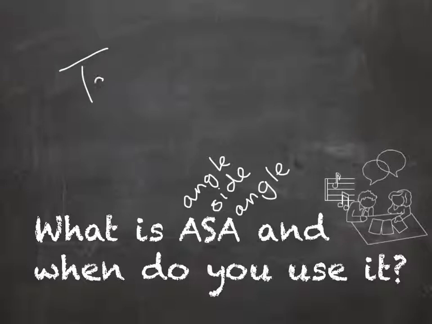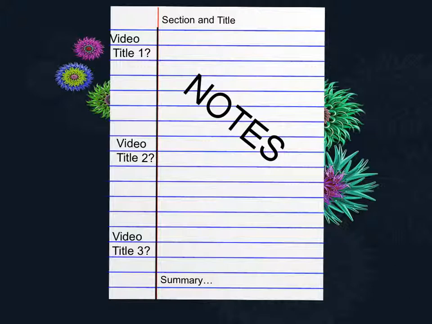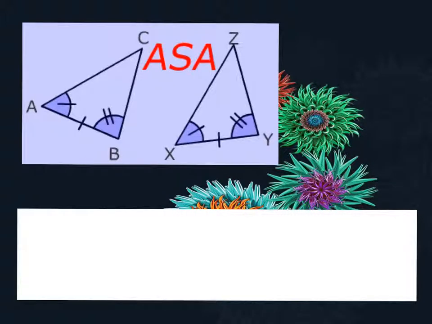This is for task 6.9. That should be the title at the top of the paper. Okay, here's a reminder of what your notes should look like, and this is video title number 3 in this series of videos for task 6.9. Here's our next postulate that we're going to discuss, and this time we're talking about angle, side, angle. So I'm going to go ahead and write that on the side here, angle, side, angle.